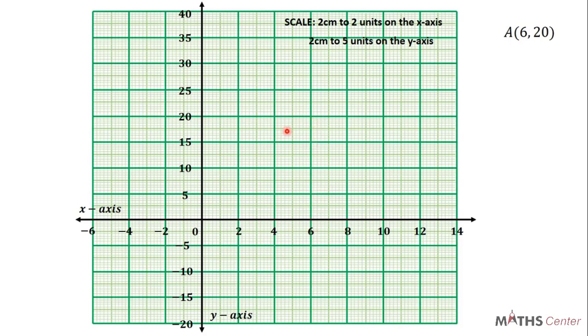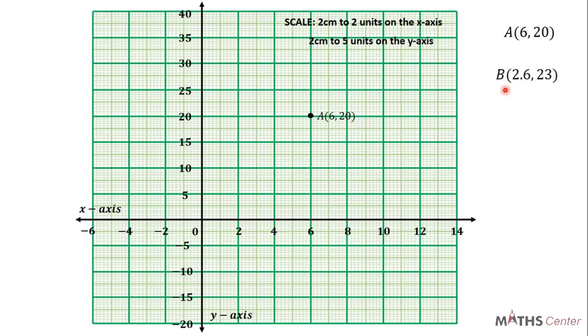So 6 falls on the major grid line, 20 falls on the major grid line. So plotting the point won't be difficult for us at all. So 6, 20 will be at this point. So that will be point A, 6, 20.